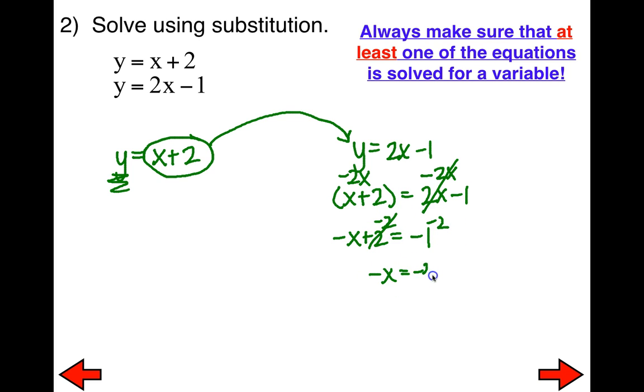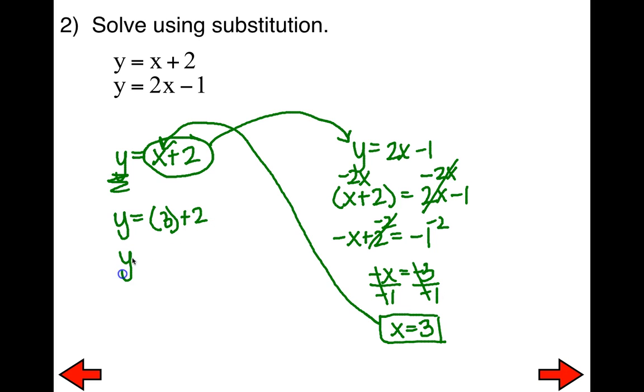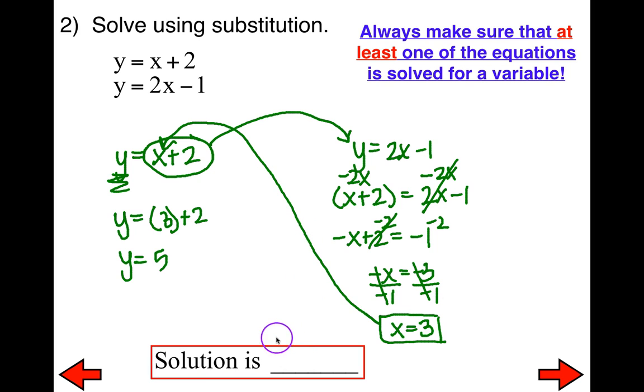Negative x equals negative 3. Last step, divide off that negative 1, and I'm left with x equals 3. However, you know I'm not done. I need to substitute this back in. So I'm going to substitute it in for x, which leaves me with y equals 3 plus 2. So y equals 5. So now I can write my solution, which I think is (3, 5). I claim to think that's the solution because I haven't, of course, checked my work.